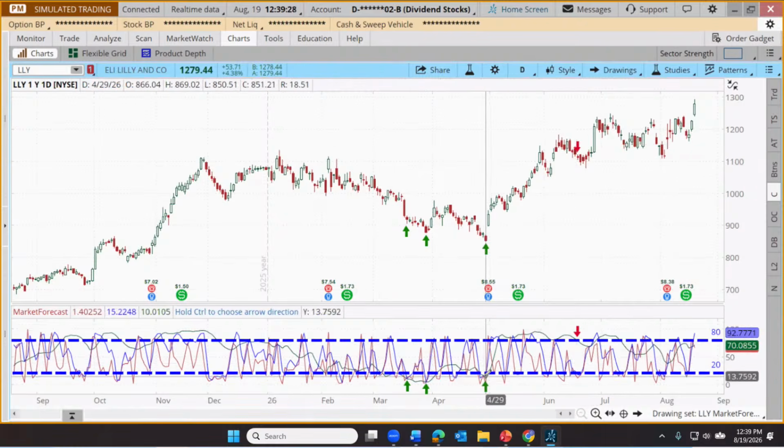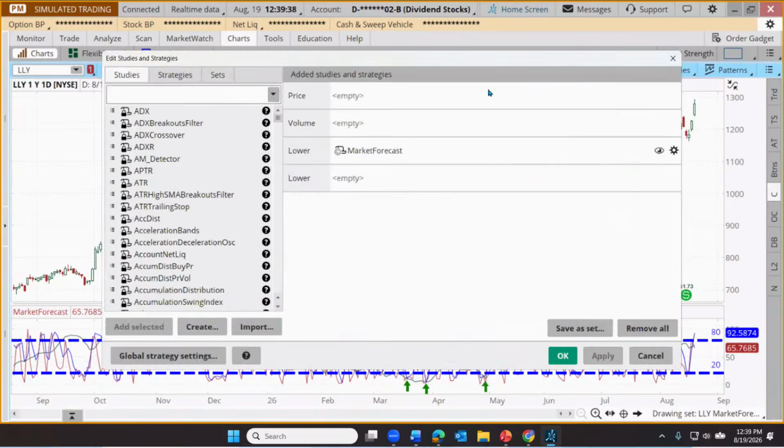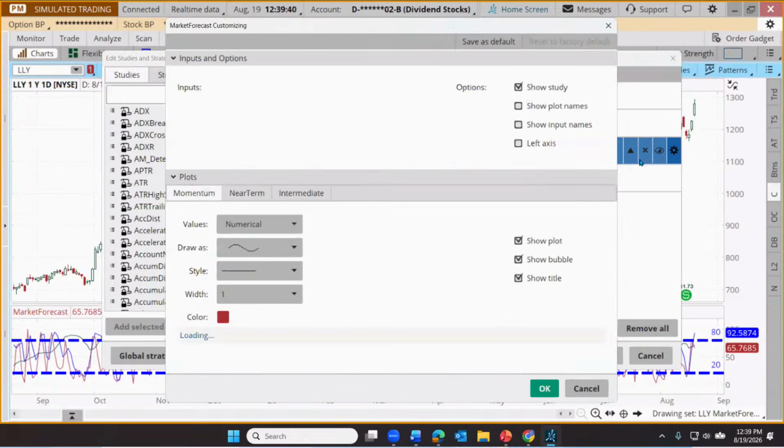When we get our entry, our focus shifts to just the green line. So let me come up here. I'm gonna thicken that green line. We can actually edit that study. Let's click on the little gear icon here.